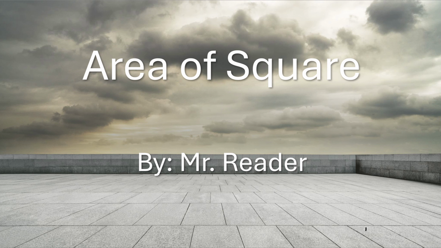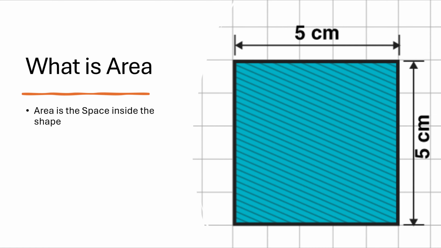Now, what do we mean by the area of a square? What is the area of a square? The area of a square is the space inside the shape, or the space occupied by the shape.